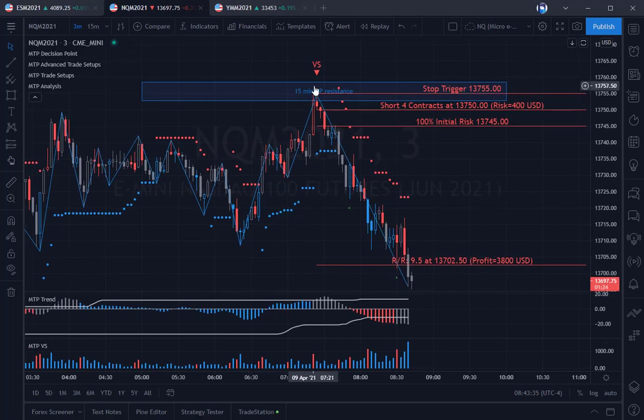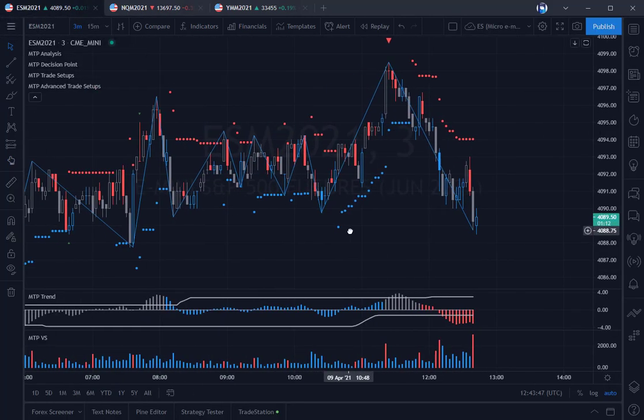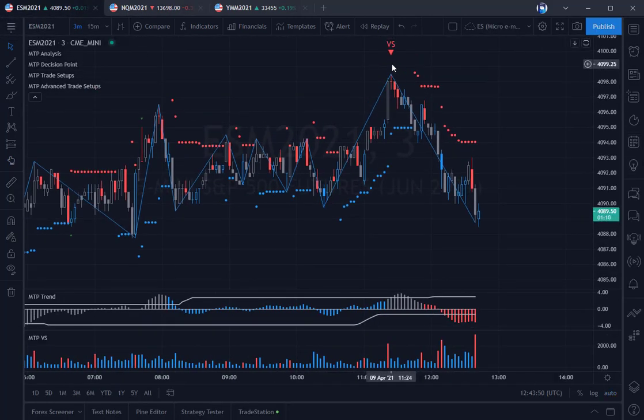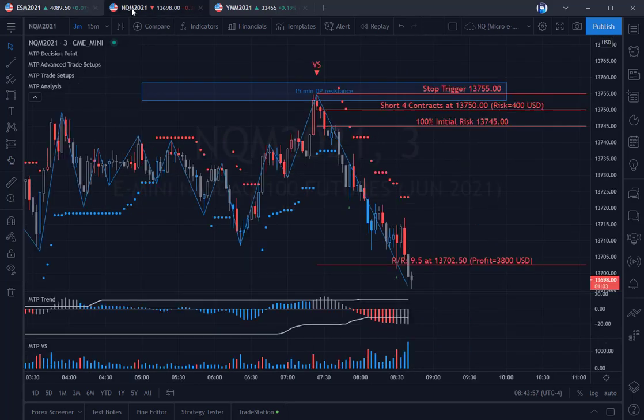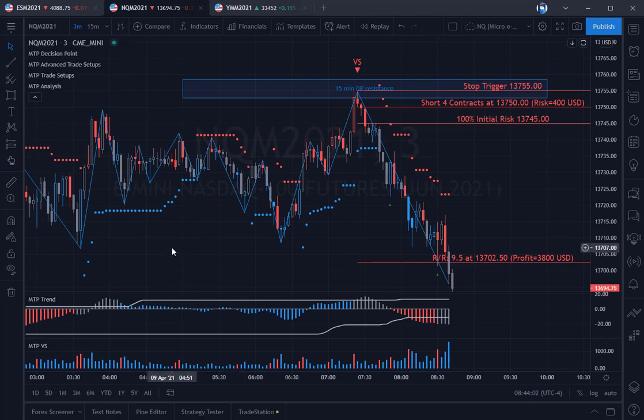So there you go. There's a lovely VS setup that's just unfolded on a 24-hour chart of the NQ, where the result was a lovely 9.5R profitable trade. If you trade the ES, if I look at the ES, there was also a VS sell at that same time as well, where the market came down. The profit on that wasn't quite as large as the NQ. The NQ had the larger profit. So a good example of using our MTPredictor scripts on TradingView charts to uncover a VS or a volume spike MTPredictor trade setup.